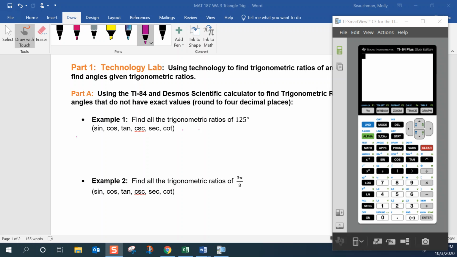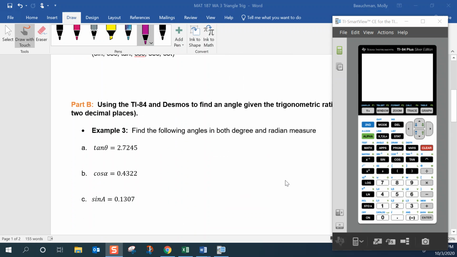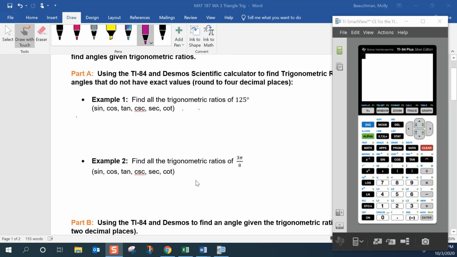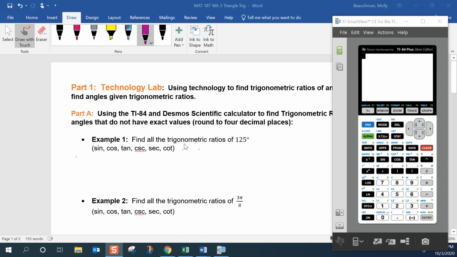In this video, we're going to take a look at how to use the TI calculator to do two things. The first is to find the trigonometric ratios of an angle given in degrees or an angle given in radians. And then if we're given the trigonometric ratio, we're going to work backwards and find the angle that has that ratio. So the first example, we're going to find all trigonometric ratios of 125 degrees and round to 4 decimal places.